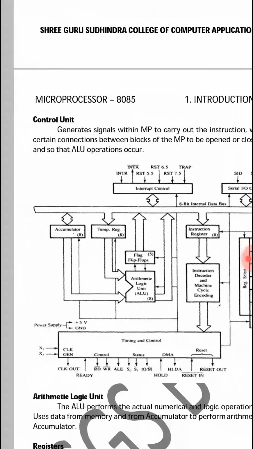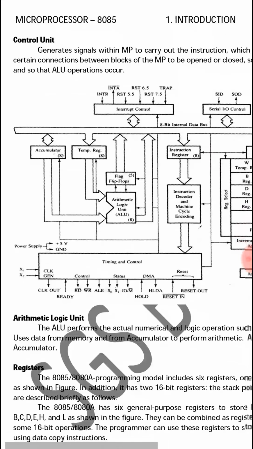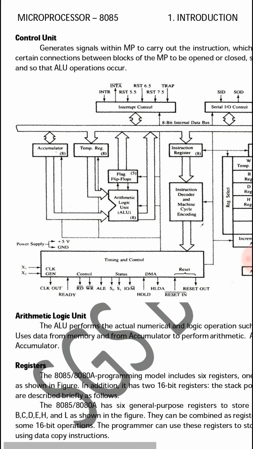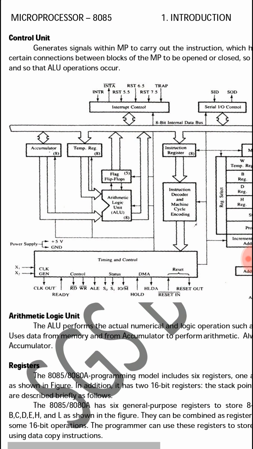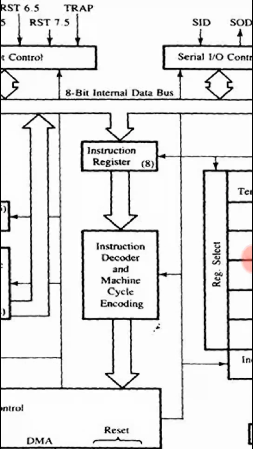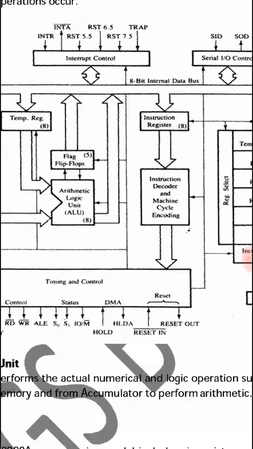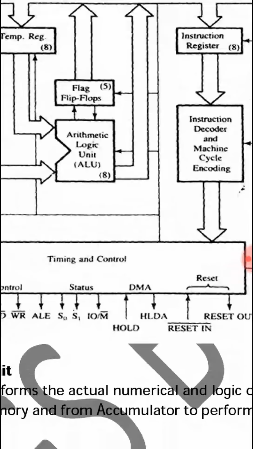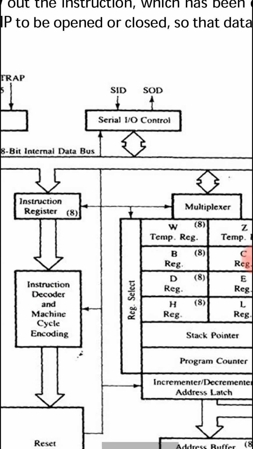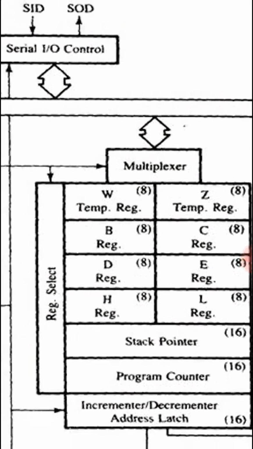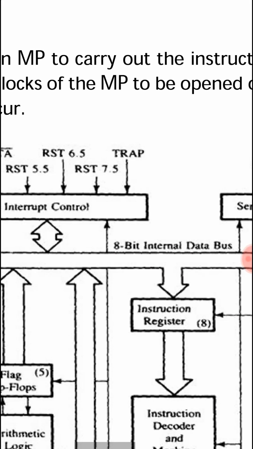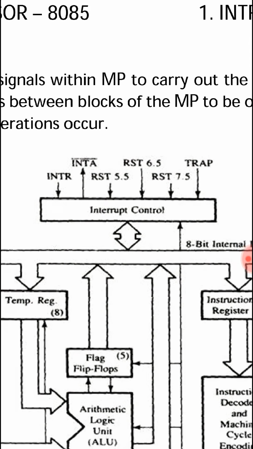So this is the block diagram of microprocessor 8085. ALU, flag register, accumulator and temporary register, instruction register, instruction decoder. Along with this the timing and control unit. We have got three more units. One is the register module where we have got a set of registers. Along with that the serial input output control, and finally the interrupt controller.